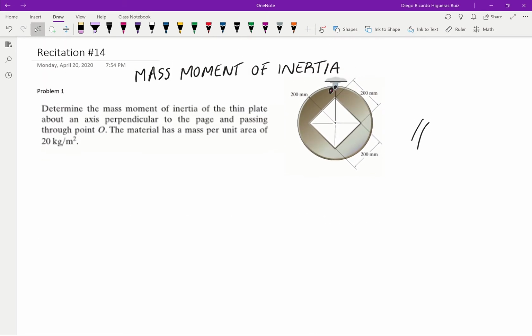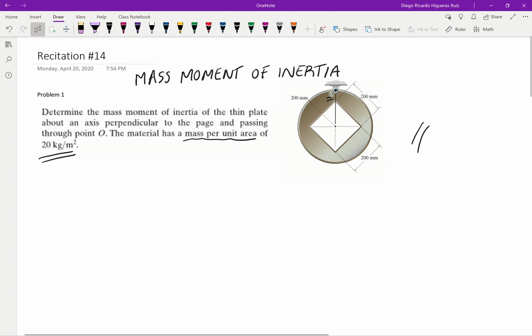Like I said, mass moment of inertia type of problem. For this given problem, we need to determine the mass moment of inertia of the thin plate about an axis perpendicular to the page and passing through point O. So here we have the point O given in the problem, that tiny point right there attached to that type of pin, and we are given the mass per unit area, which is very important.